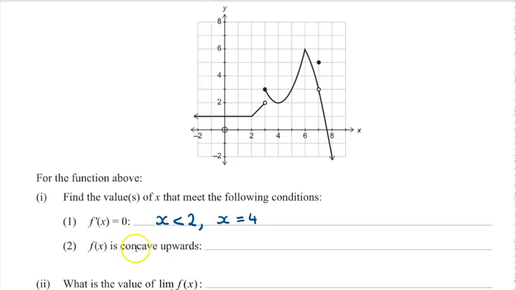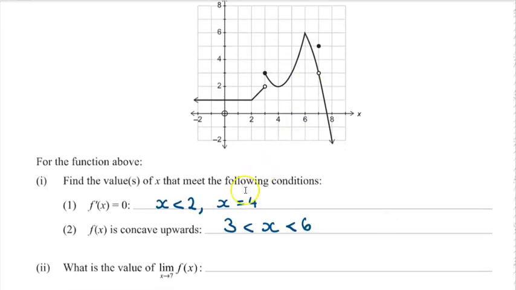Concave up means if we've got a bowl shape that is sitting the right way up. So that's happening on this curve just here. So the whole of that is called concave up. So that goes from 3 up to 6. So when x is between 3 and 6.